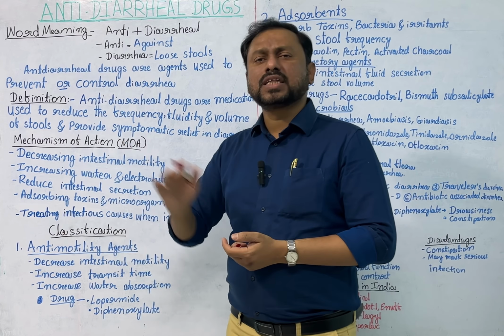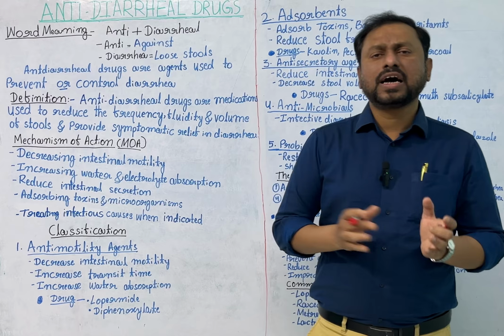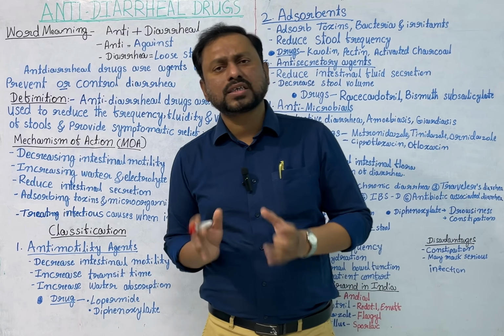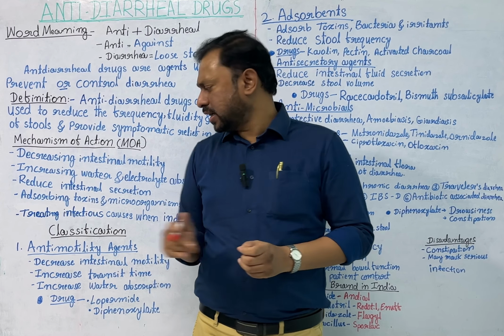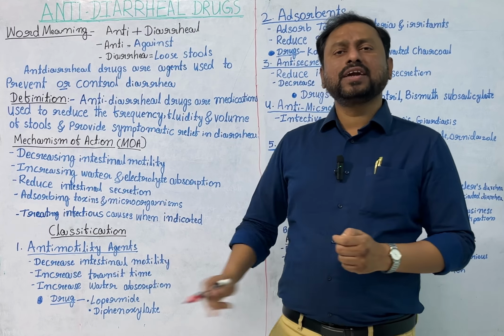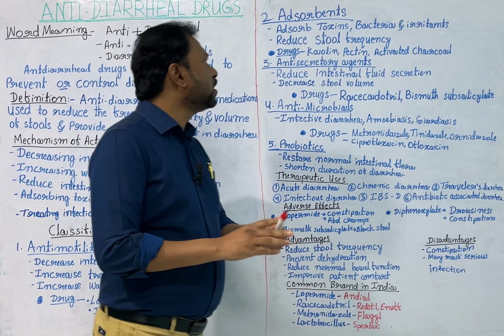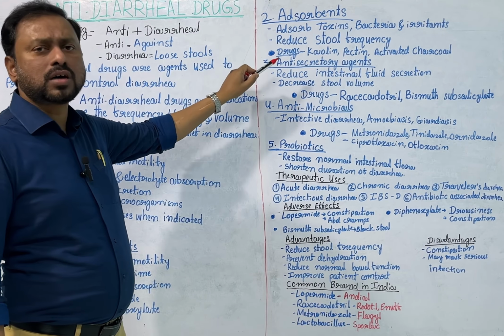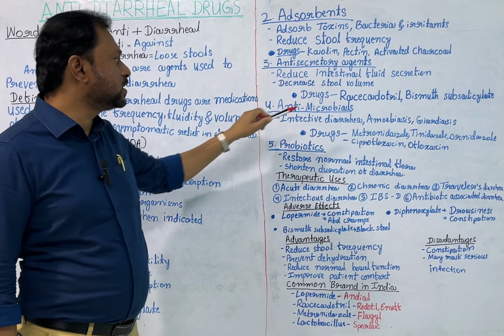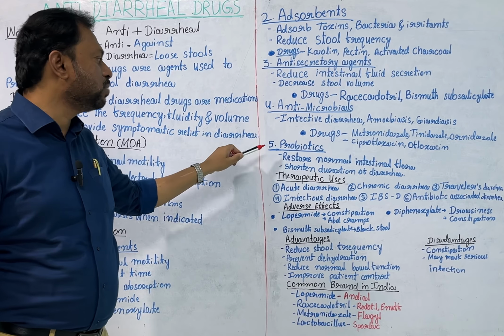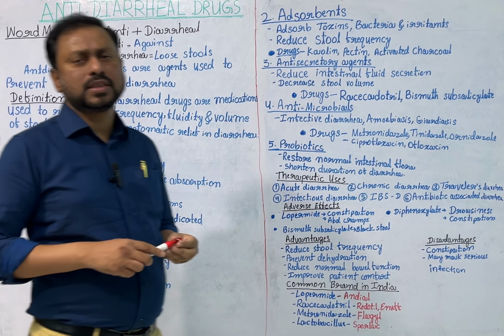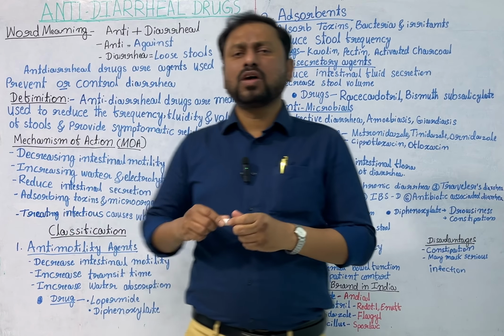Now the next one is the classification. Anti-diarrheal drugs are mainly classified into five types. One is the anti-motility agents. The second one, the adsorbents. Third one, anti-secretory agents. Fourth one, antimicrobials. Fifth one is the probiotics. These are the five classes of medicine. One by one we will study.